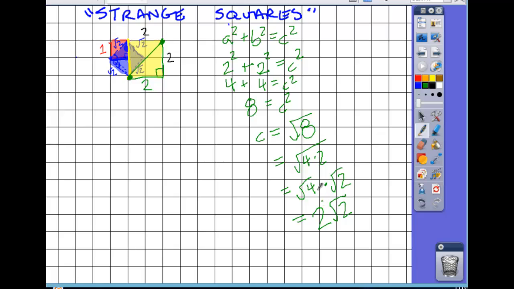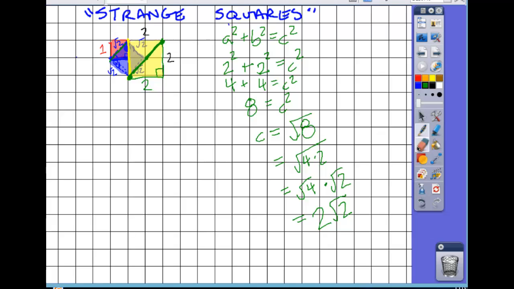So it's double. In other words, we had square root of 2. Now this is 2 times square root of 2. And you can see that. Look at this. Obviously, this distance is twice as long as this distance. It's 2 of these put together. So this is 2 root 2.